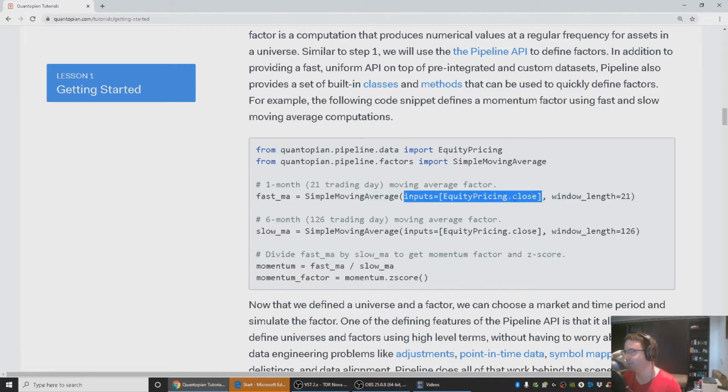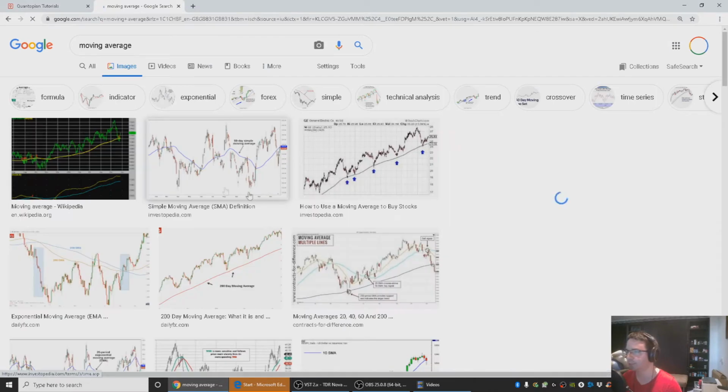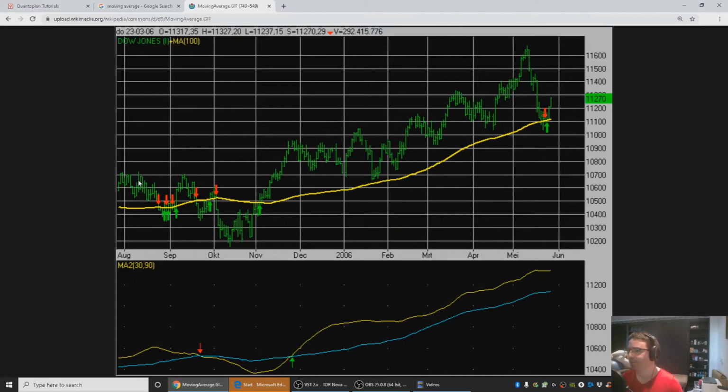The input is the close price. So we're taking an average over close prices over a number of days, 21 days, and we're doing it again, but over 126 days. So in practice, what does that mean? There's a good picture, I think. A moving average, it's like a smoothing kind of function.